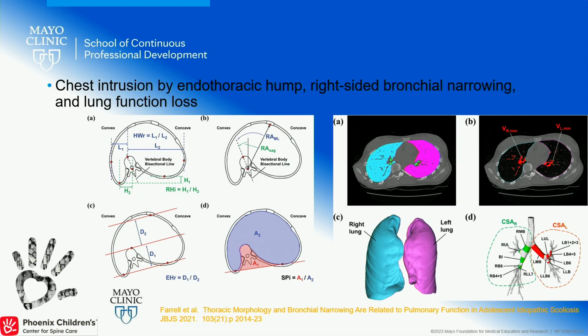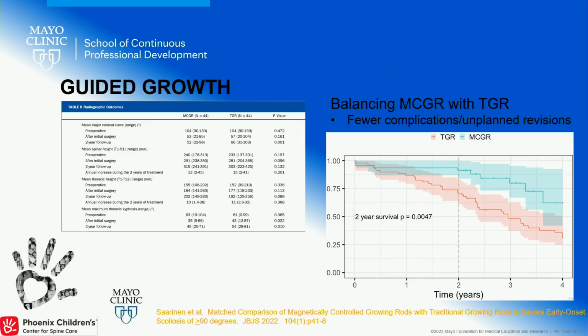Very clearly, I've shown you video examples of the instrumented fusions, but there are some growth-guided techniques that we have been utilizing and employing because of the desire to have an improved pulmonary function. We can do volumetric analysis and assessments to also show that the restrictive pathology and, quite frankly, some of the obstructive pathology can be changed by some of the growth-guided techniques.